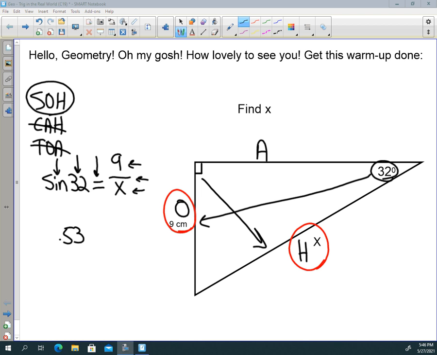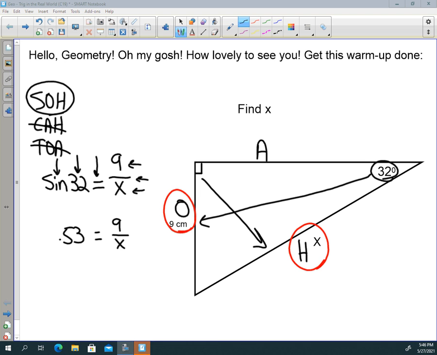Now you could look that up in a trig table as well. In the trig table that's on Google Classroom, you could look up 32 and then look in the sine column. And right next to 32 will be 0.5299 probably, and we're rounding to 0.53. So that 0.53 equals 9 over x.